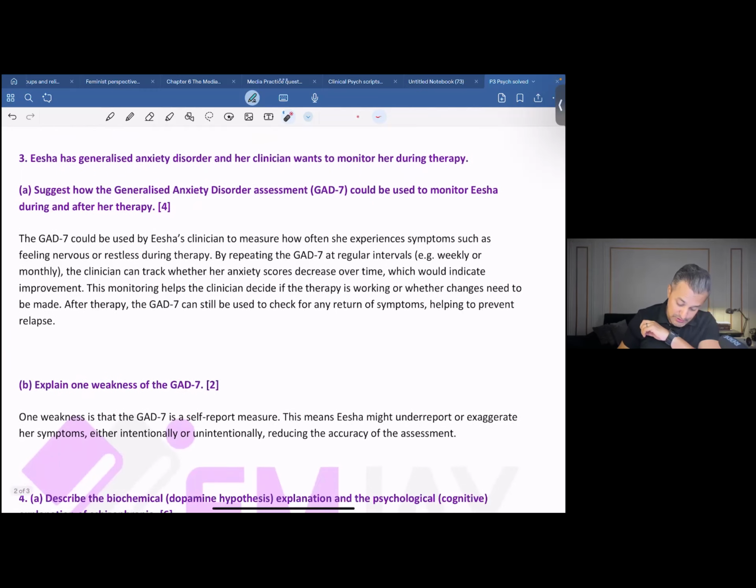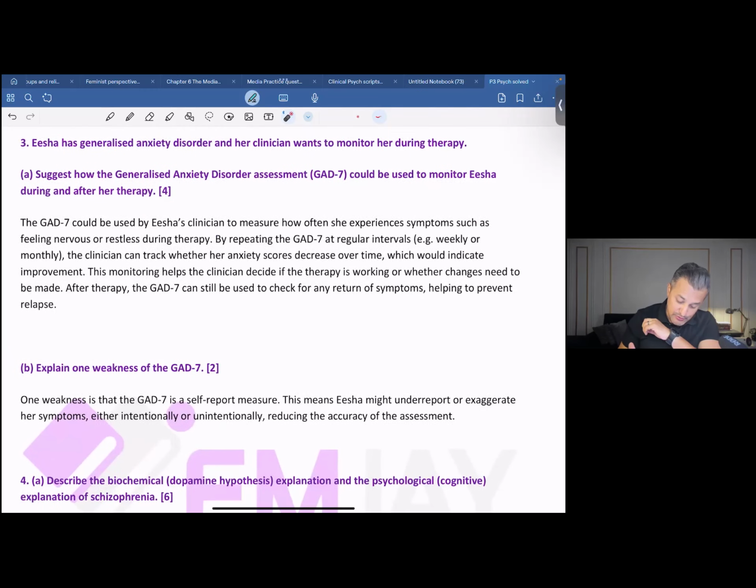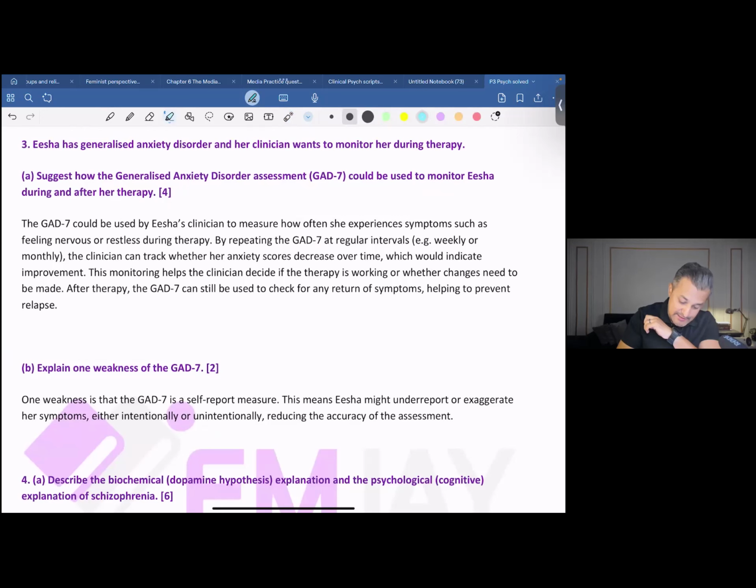Moving on to the third question here. So the third question, which is a 6 mark question, like I said, 4 marks over here and 2 marks over here, 4 and 2 together makes 6. This question again has to do with this lady with the name Isha. Isha has generalized anxiety disorder, and her clinician wants to monitor her during therapy. So there's a lady with the name Isha. She has generalized anxiety disorder, GAD, and she has a clinician who wants to monitor her during her therapy.